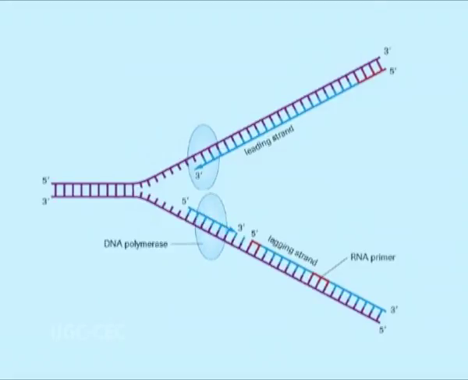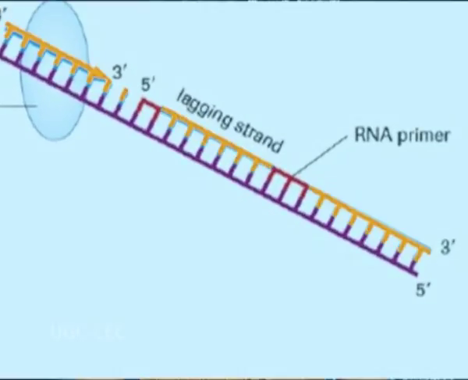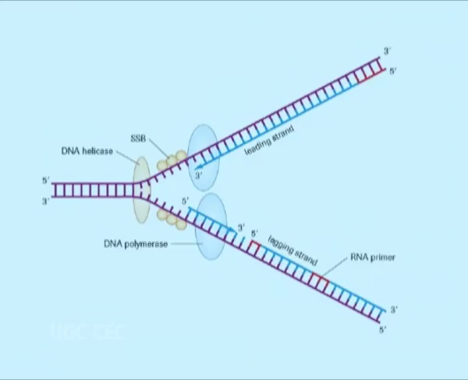These fragments of newly synthesized DNA along the lagging strand are called Okazaki fragments, named in honor of their discoverer, Japanese molecular biologist Reiji Okazaki. As this strand has to be replicated in a discontinuous fashion, the newly synthesized strand here is called the lagging strand, as it lags behind the other strand, that is the leading strand.